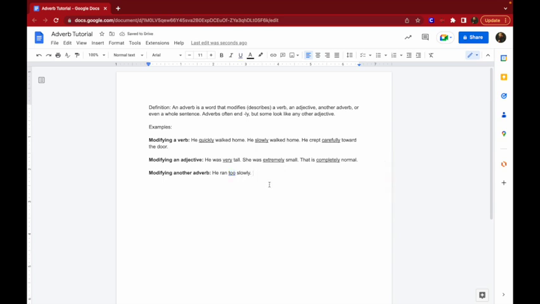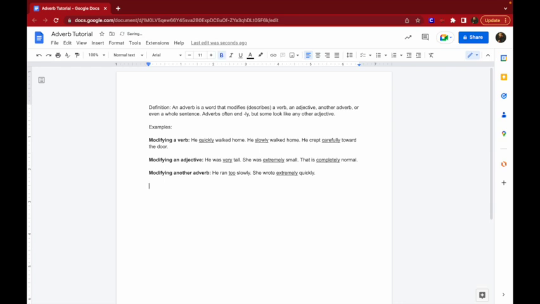Okay? Here's another one. She wrote extremely quickly. Again, we've got two adverbs here, extremely and quickly, and they both happen to end in ly, unlike this first sentence. And this extremely is modifying or describing how quickly she wrote. Extremely quickly, not just quickly, but extremely quickly. So this is our adverb modifying another adverb.